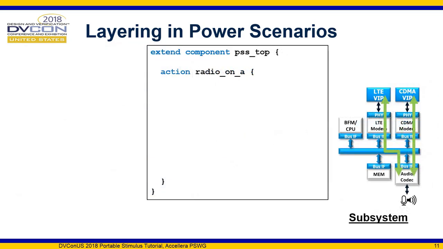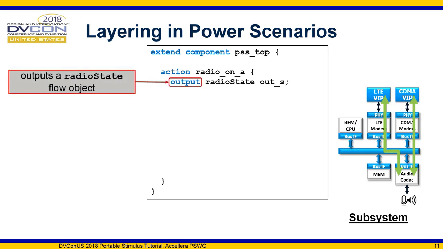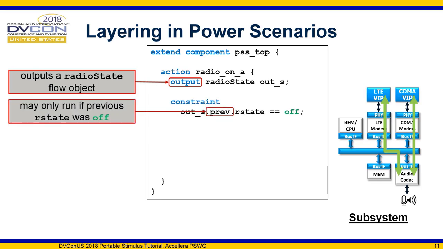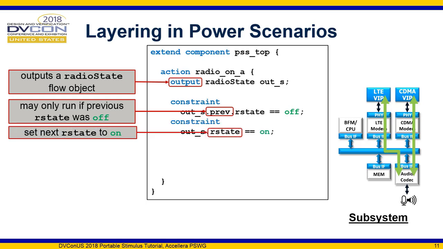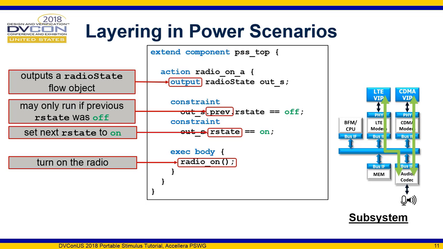Now's the subtlety, right? We're going to define a new action, a radio on action. It produces as output one of these radio state objects. And it has a constraint that says it can only run if the previous state of the radio state object was off. So if it's already off, then it's allowed to run and do something. Otherwise, it cannot. So when we're coming into this, the radio state was off, it can run, but if the radio state was set to on, it can no longer be invoked. And then it has a second constraint that says, once I run, I'm going to remember the next state is on. And this can have the exec body that says, okay, please go turn on my radio subsystem, whatever that takes.